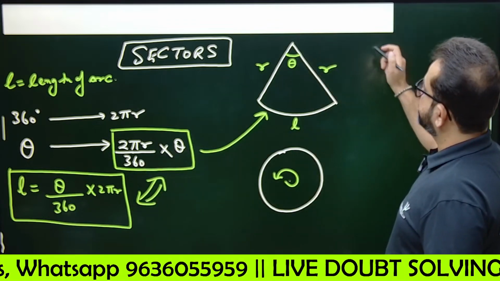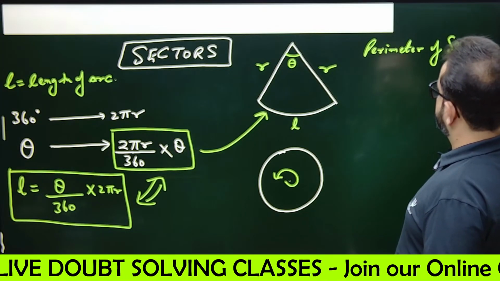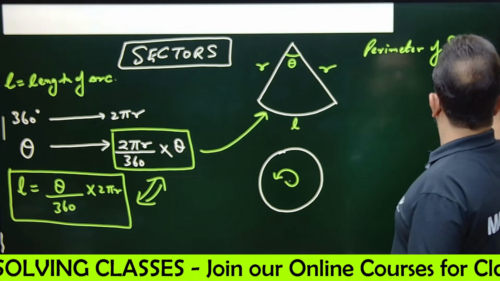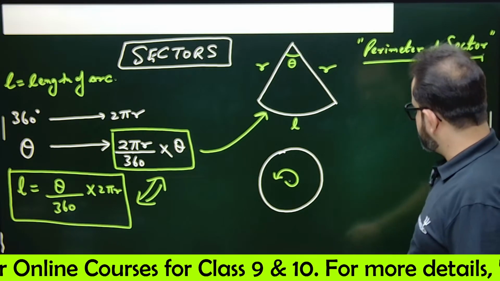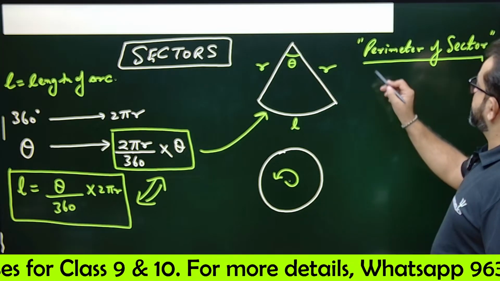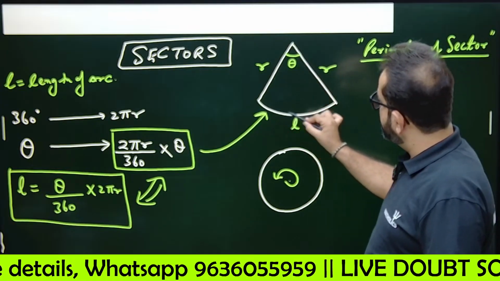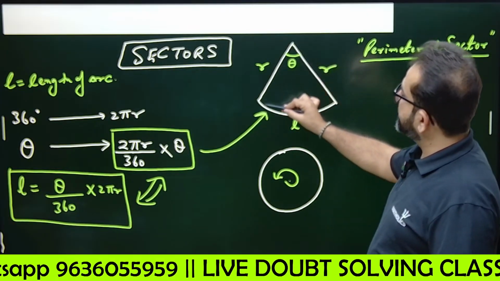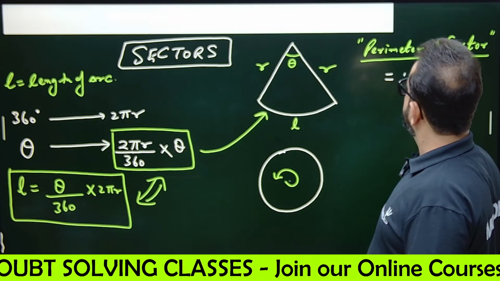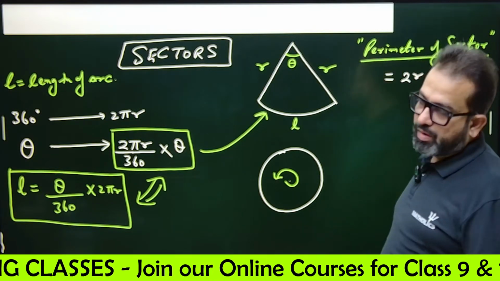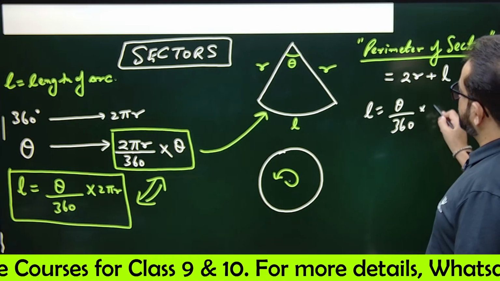Write down perimeter of a sector. How to find it? What is perimeter? Perimeter is nothing but the total length of this sector. So perimeter will include this radius and this L. So perimeter will be equal to 2r plus L, where L is equal to theta by 360 into 2 pi r.